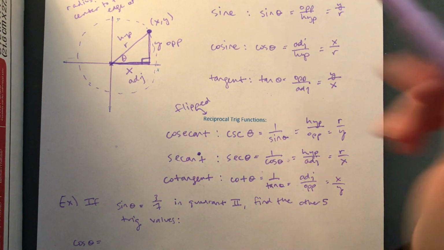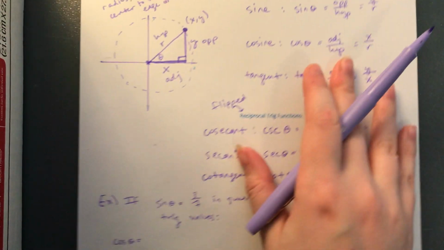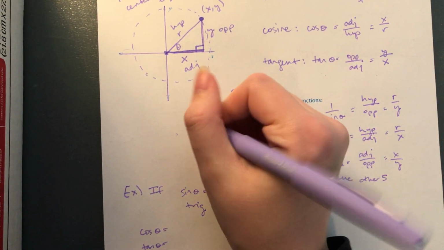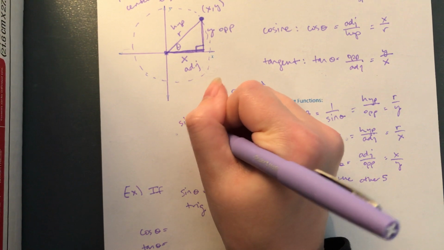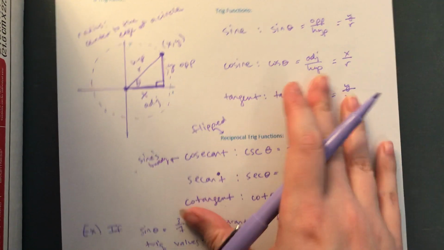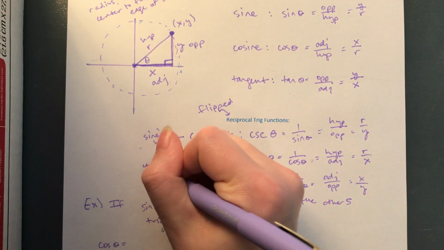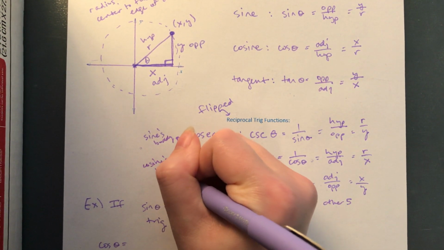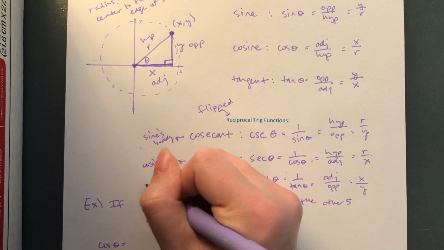So these are in order. So cosecant is sine's buddy. So I'm going to write that. Cosecant is sine's buddy. So cosecant is just your sine value flipped. Secant is cosine's buddy. And cotangent is tangent's buddy.